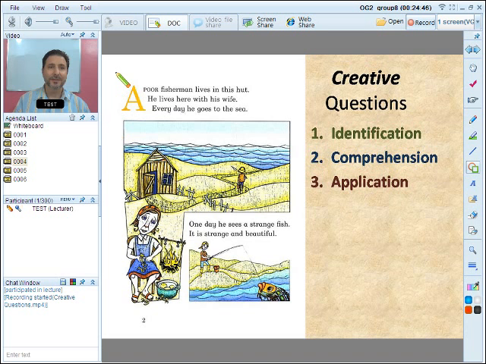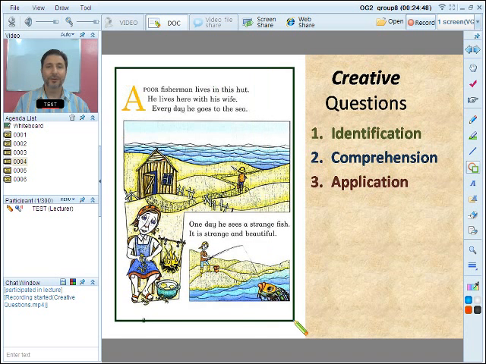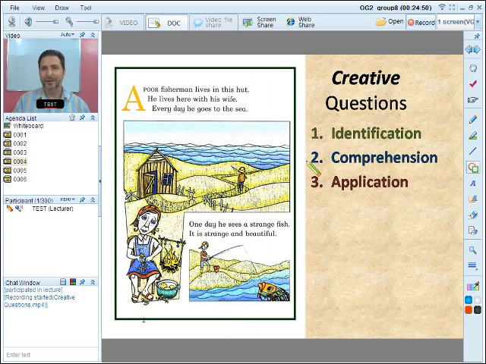look at this material right here, and I'm going to ask you to think of at least one identification question, one comprehension question, and one application question. Kind of challenge yourself. Okay? So stop the video, create some questions, and let's see what maybe you came up with.